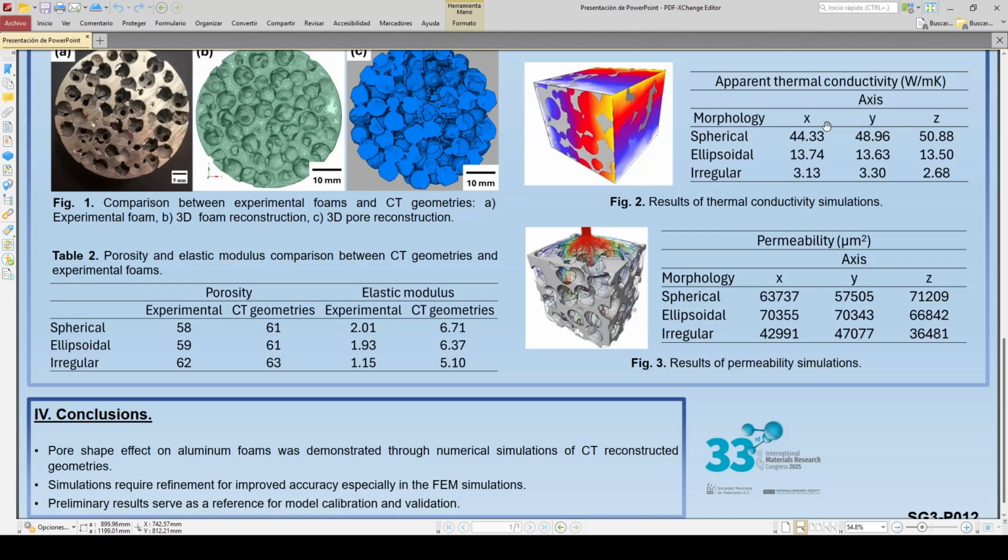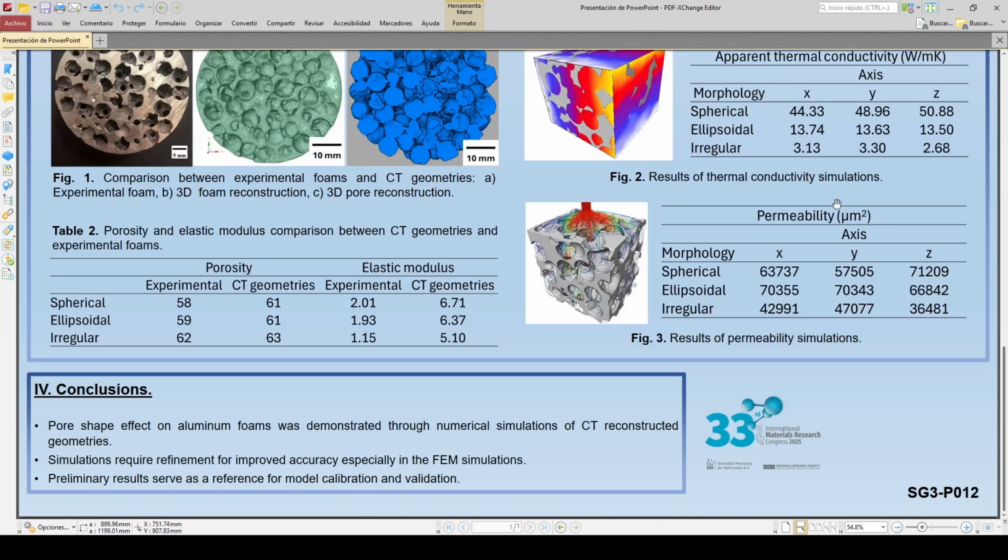In contrast, we can say that ellipsoidal and irregular pores often tend to have one of their orthogonal axes significantly longer than the other, resulting in uneven pore distribution and therefore a less uniform heat flow. And finally, we can observe the permeability results in figure number 3, and we can appreciate a marked dependence on the shape and orientation of the pores, with the permeability values showing significant variations depending on the measurement direction.